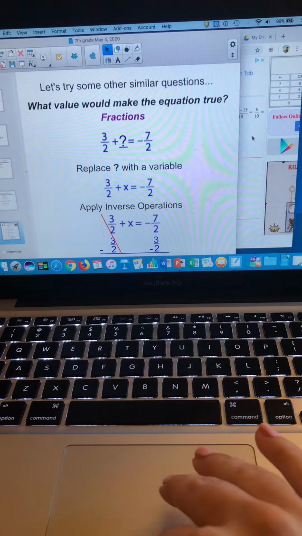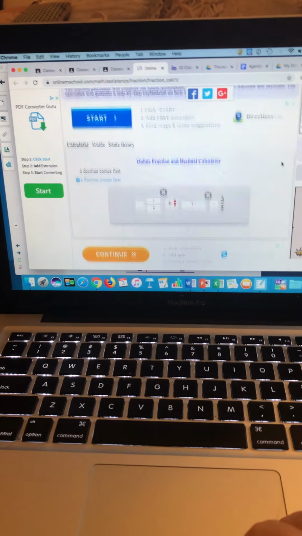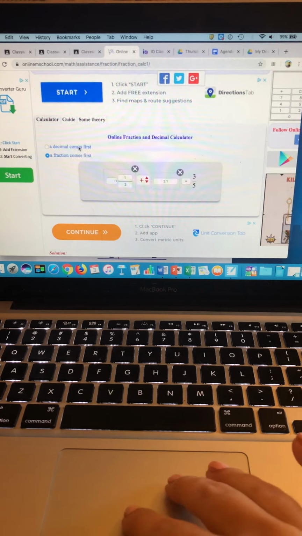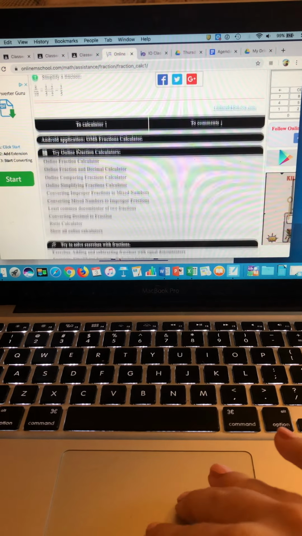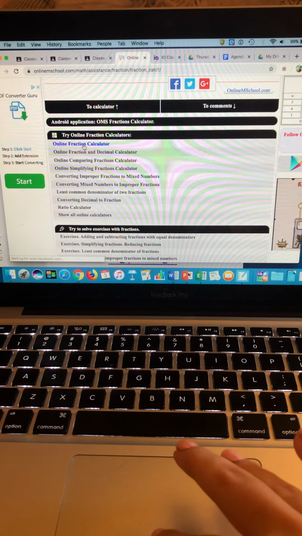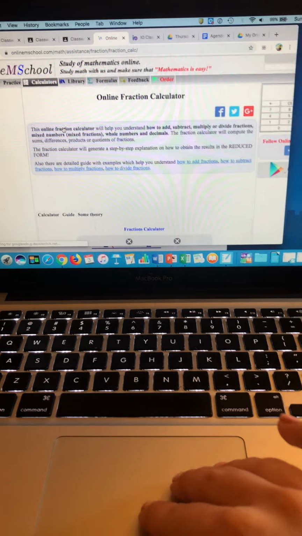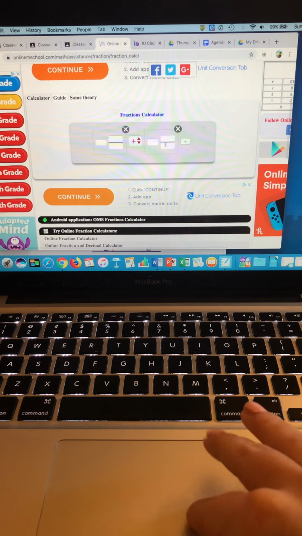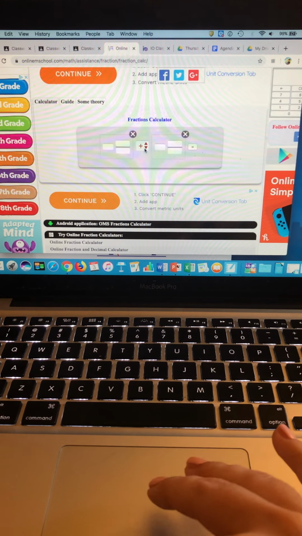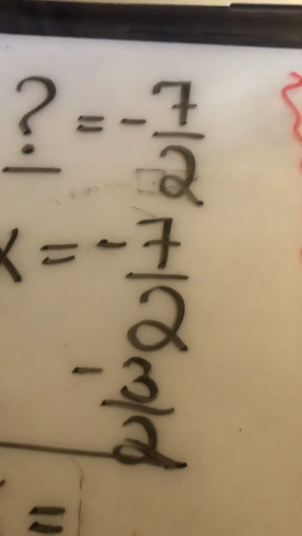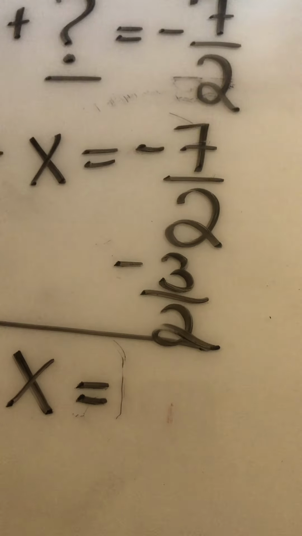So again, you can go to the link, okay? You can go up here. Sometimes this one is a fraction and decimal calculator. We need a fraction and fraction calculator. So this would be this choice right here, online fraction calculator. You click it, and then you can put in 2 fractions and combine them any way you want. If you want to change the operation, you just click that. We have minus, okay? And you would put in -7/2 minus 3/2, okay?